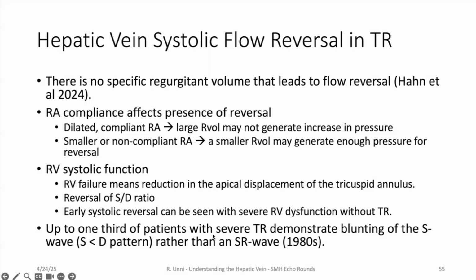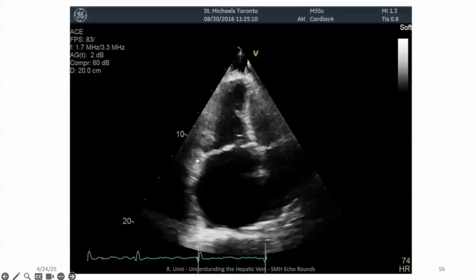Actually, there's a number of papers, all from the 80s, that show that a lot of patients with severe TR don't demonstrate this clear reversal wave. Instead, you get this blunting pattern. So let's look at some examples.